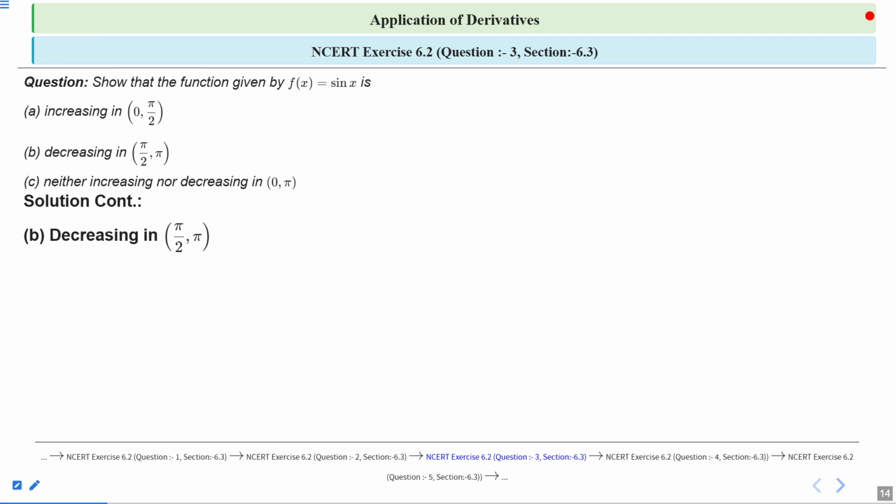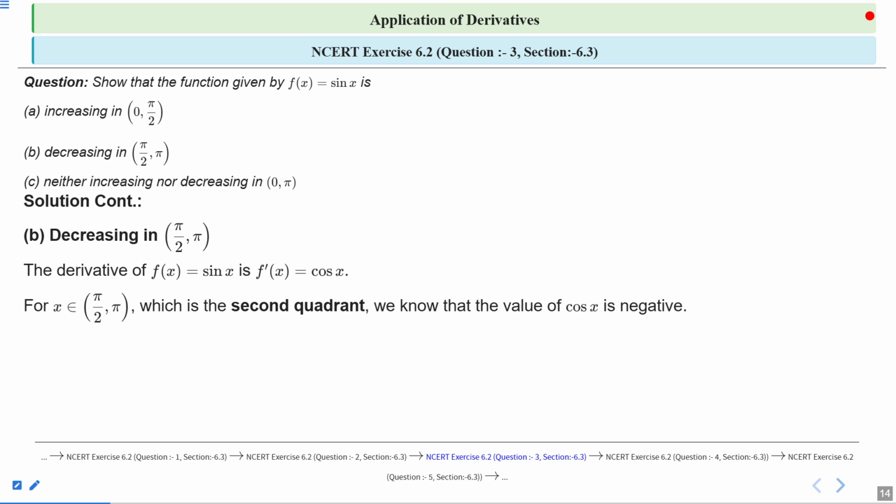Now for part B, we have to show whether it is decreasing in pi by 2 to pi. The derivative of f(x) equal to sin x is f dash x equal to cos x, right? So for x belongs to pi by 2 to pi, which is in the second quadrant, we know that the value of cos x is negative in the second quadrant. Therefore, cos x is less than 0.